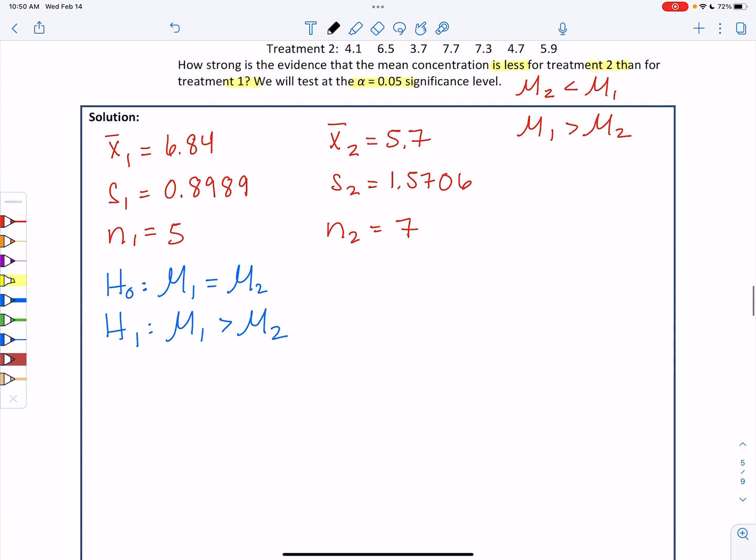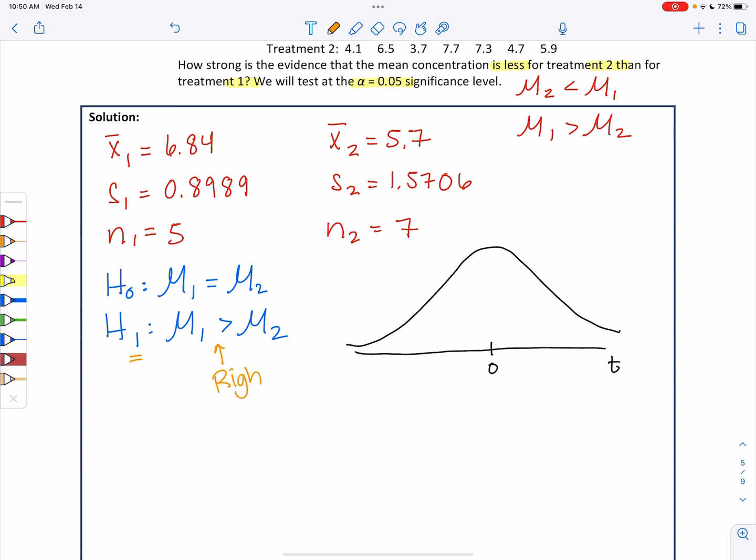My rejection region is going to come from a T distribution, centered at 0. If I look at the alternative hypothesis, this time I have a greater than. So this is going to be a right-tailed hypothesis test. I'll shade in the right tail. I'll use alpha at 0.05, no need to divide by 2 here.